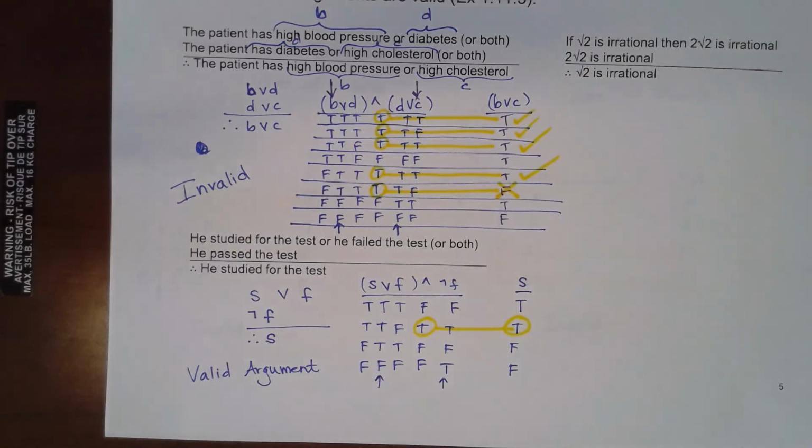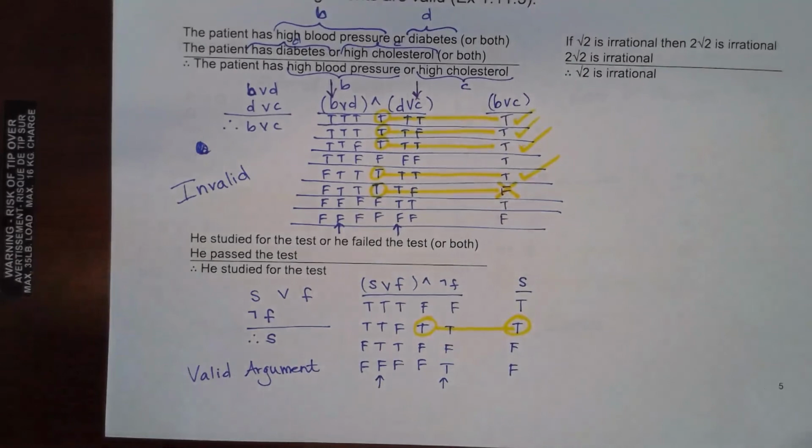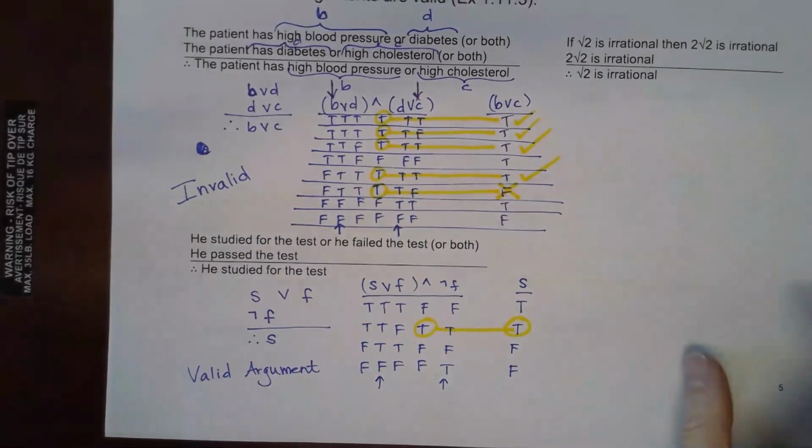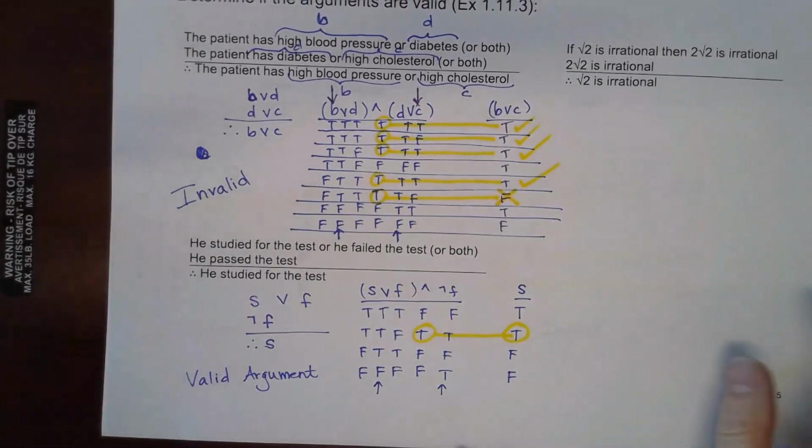And the last one, I'll let you go. Okay. If the square root of 2 is irrational, then 2 square root of 2 is irrational. 2 square root of 2 is irrational, therefore the square root of 2 must be irrational. Okay, is this a valid argument?